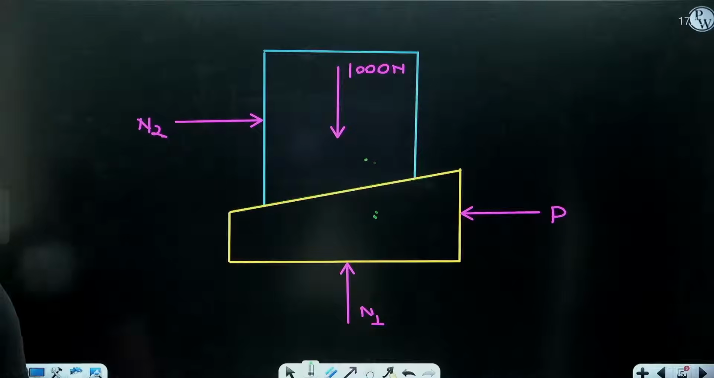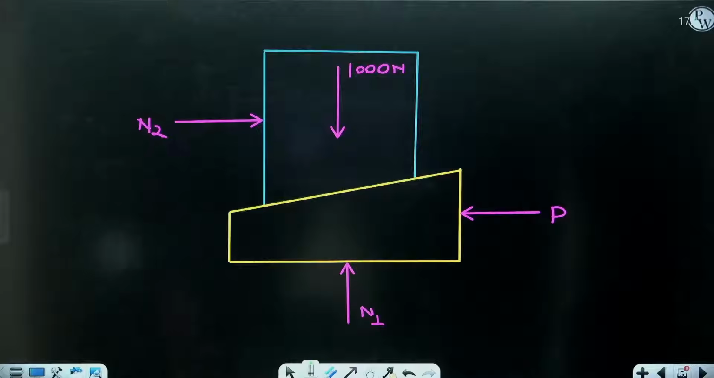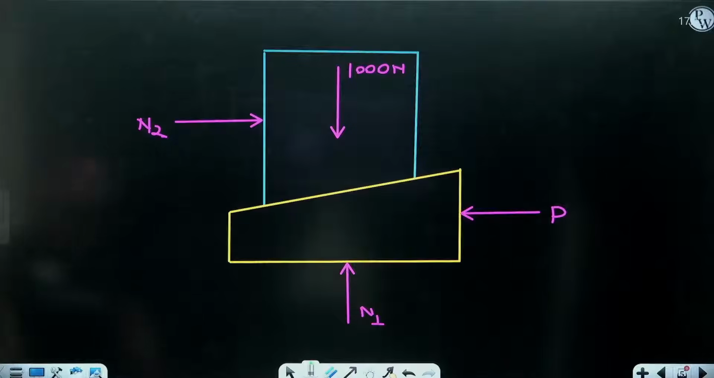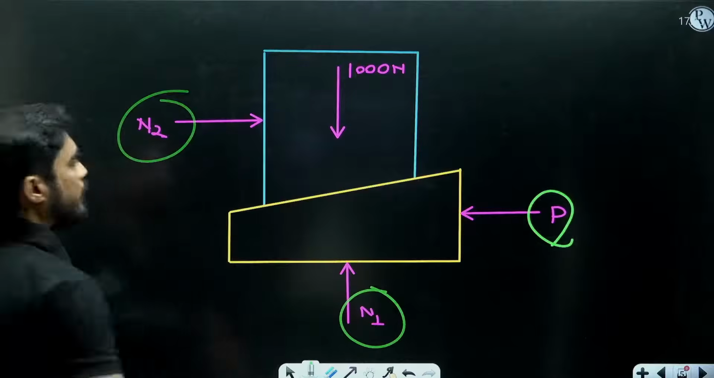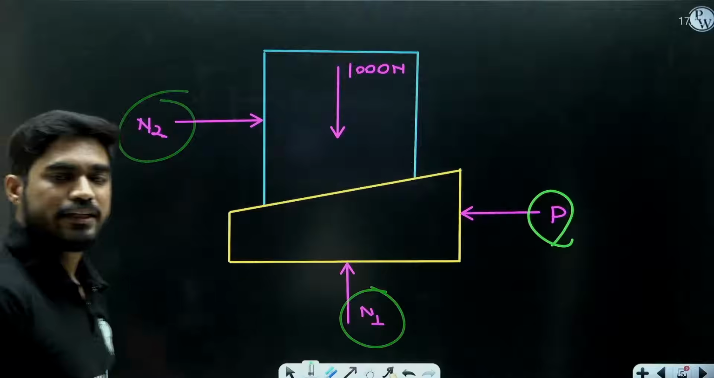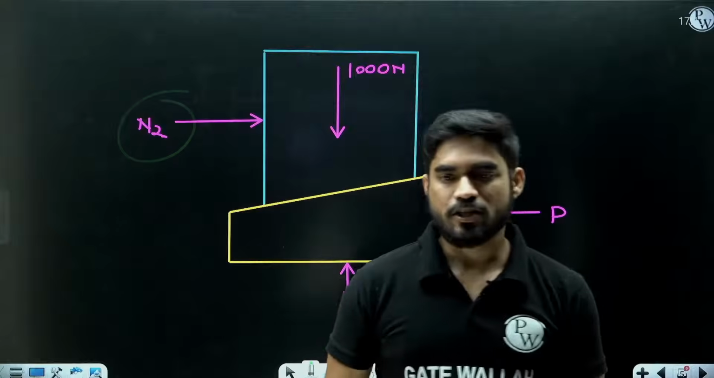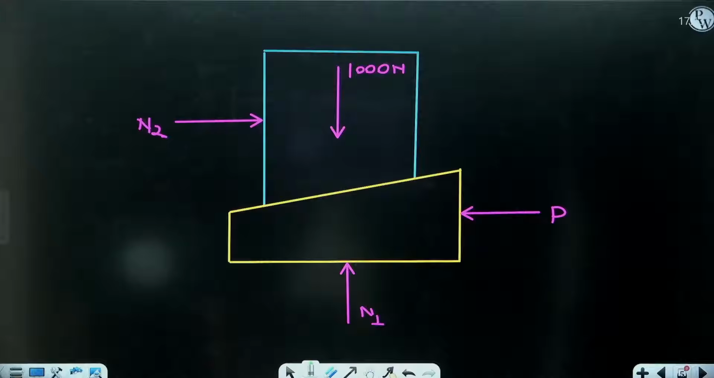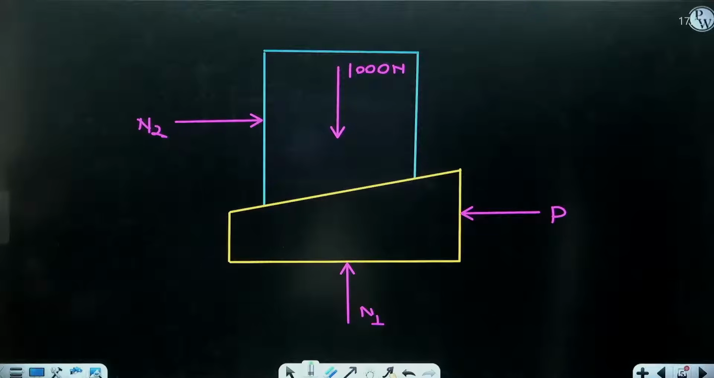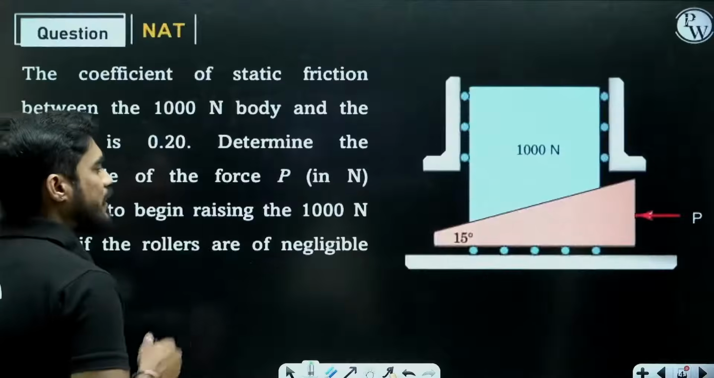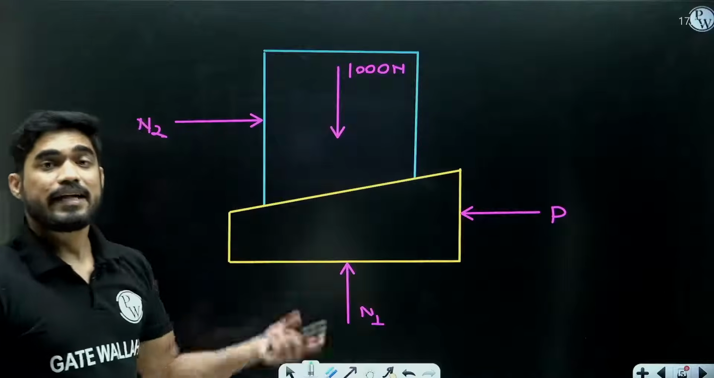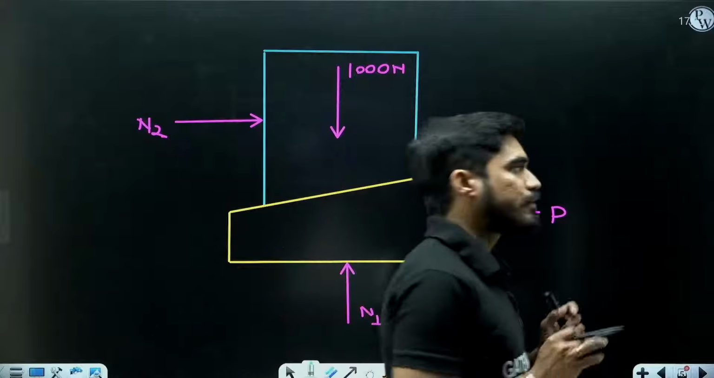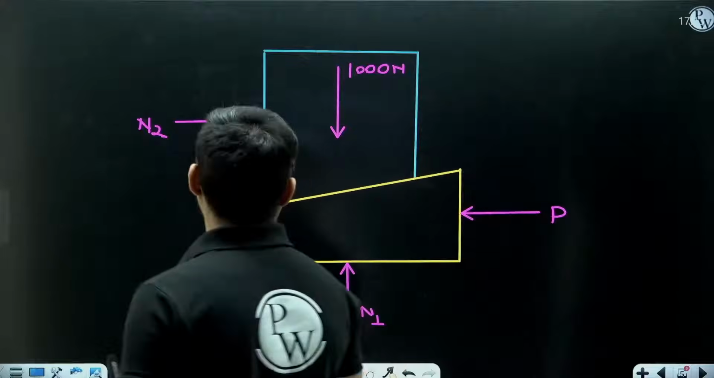Okay. Now here, how many unknown forces do you see? You see three unknown forces, P, N1, N2. And how many equilibrium equations do you have? You have only two equilibrium equations: summation of Fx equals 0 and summation of Fy equals 0. There is no summation of M equals 0. Why? Because you don't have the dimensions of the body, you don't know the distances of these forces, so you can't take the moment here.